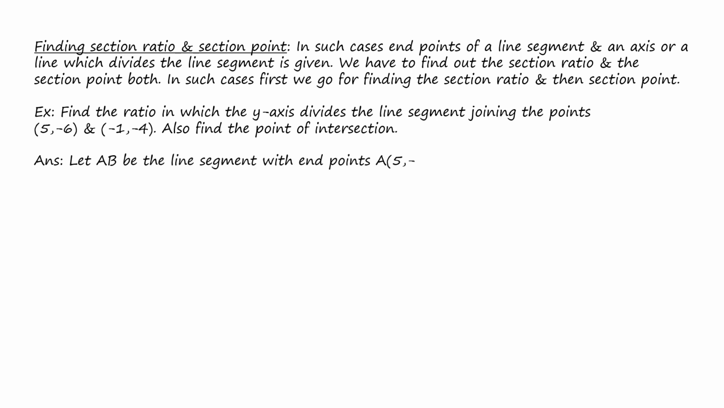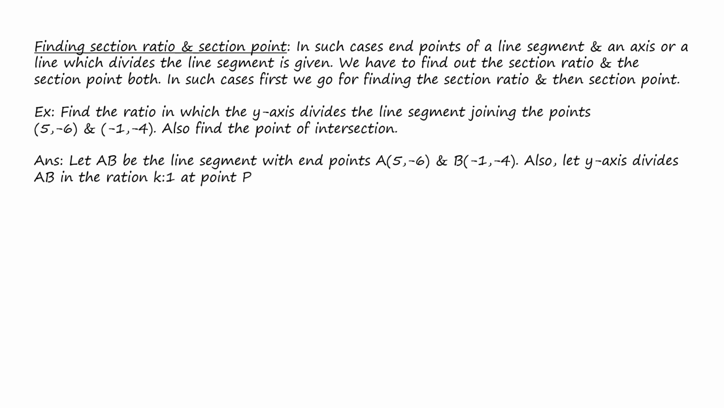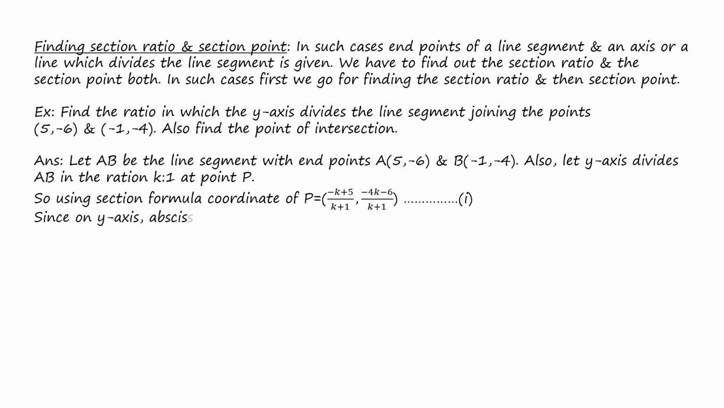Let AB be the line segment with endpoints A(5, -6) and B(-1, -4). Also let the y-axis divide AB in the ratio k is to 1 at the point P. So using the section formula, the coordinates of P can be written as ((-k + 5)/(k + 1), (-4k - 6)/(k + 1)). Let this be the first equation.